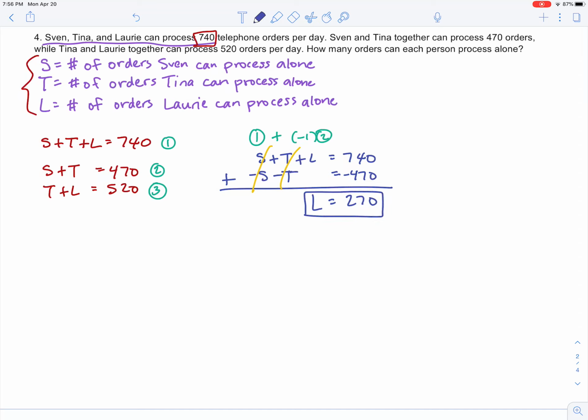So what we can do now is take that L and sub that into equation 3. So let's do that next. So I'm using equation 3 here. I can replace L with 270. So I have T plus 270 equals 520. So I can solve for T by subtracting 270 from both sides. So T equals 250.